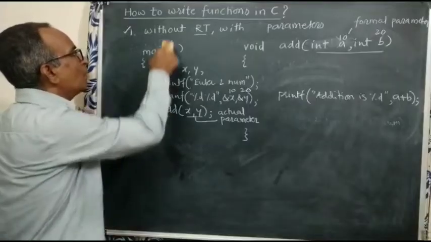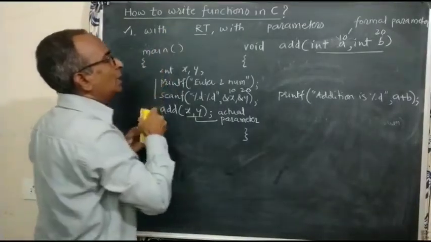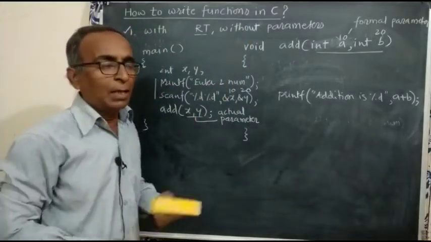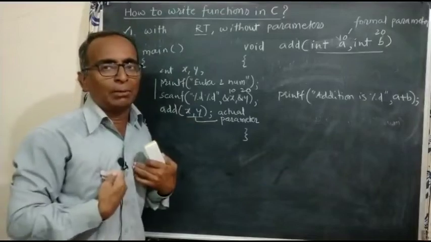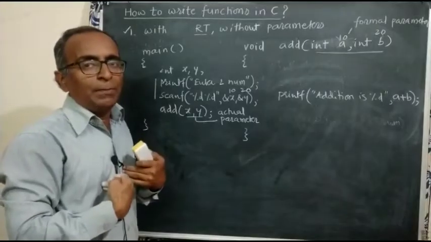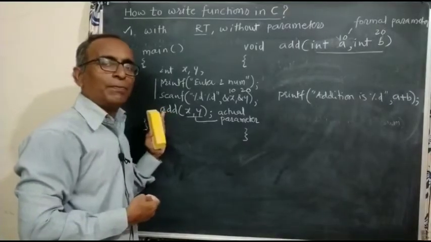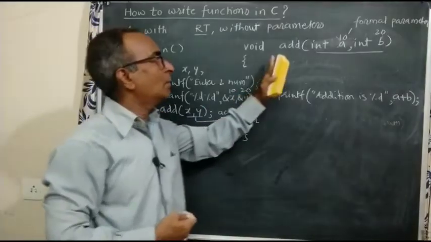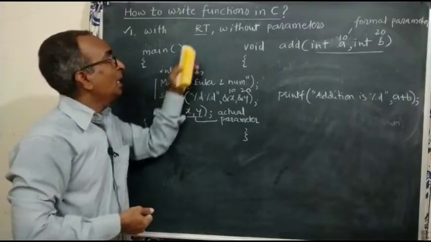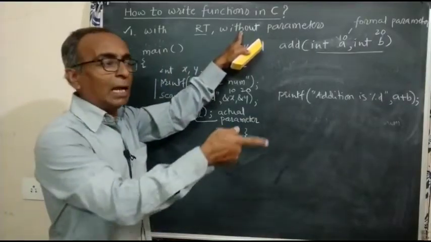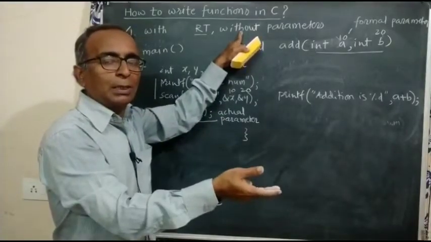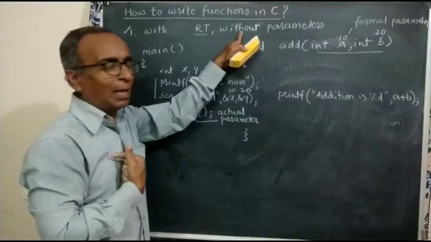Now we will see with return type, without parameters. With return type, main, the master, is expecting something from the slave. So when the master is expecting, printing output will be the business of main. What about this function? I am not sending anything. How will there be a call? Without parameters, not sending anything. I am not sending the exact two numbers. I am saying add two numbers, give me the result.